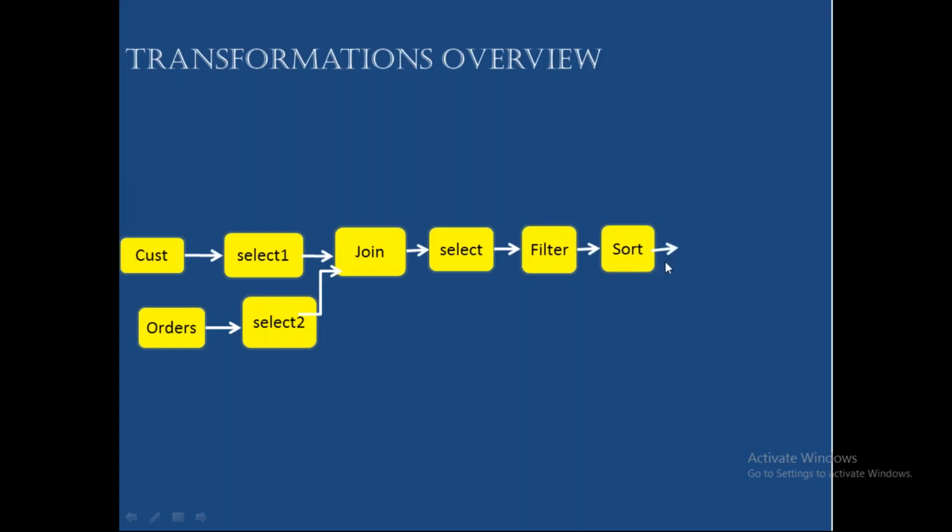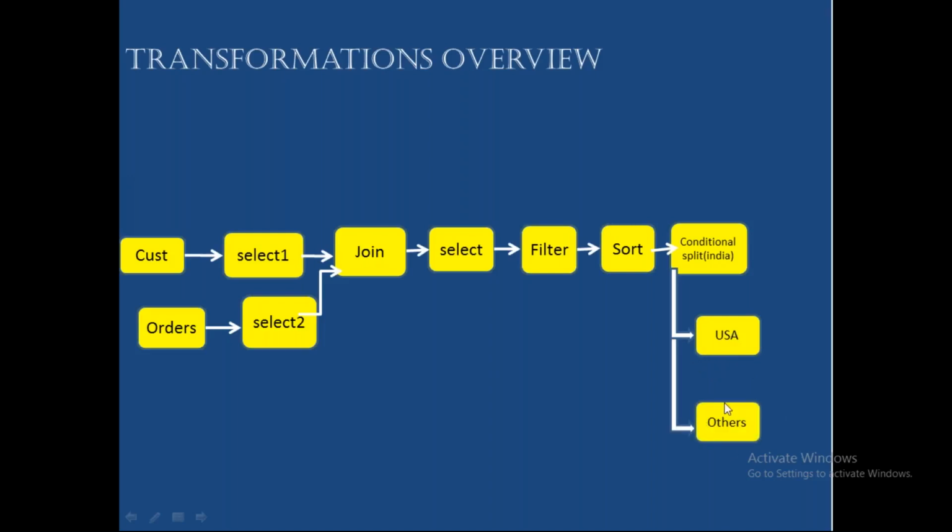After sorting, I will apply a conditional split. Let's say India records go in one flow. Next I will put one more condition: US records should go in this flow. All UK records or any other records should go in this particular flow. All India records I will write into one folder, all US records into another folder, and all UK and other records into another folder. Something like that I'm going to design.